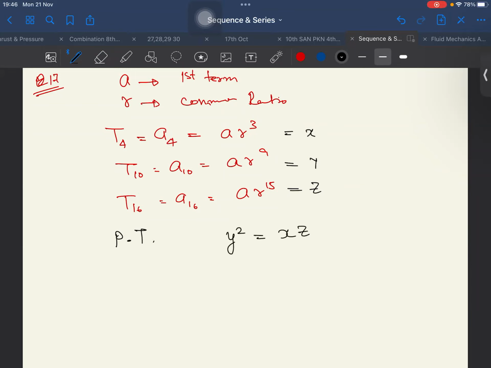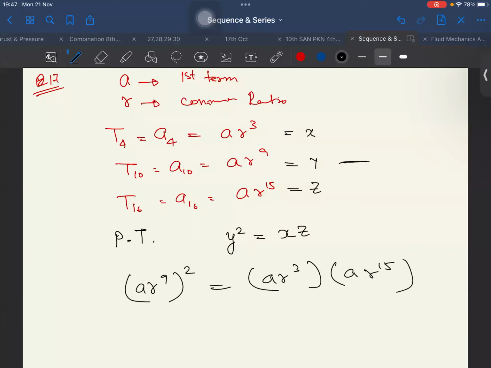Fine. So just start. It's the same problem that we did before. Y square, that means this. So AR^9 square is equal to X, AR cube, multiplied by AR to the power 15. So this is A square R to the power of 9 into 2 is 18. So this will be equal to A square R^(3 plus 15). This will be A square R to the power of 18. So LHS is equal to RHS. Proved.